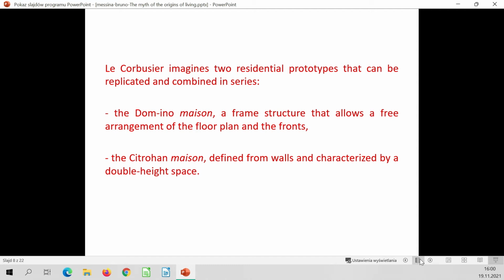Le Corbusier imagines two residential prototypes that can be replicated and combined in series. The Maison Domino, a frame structure that allows a free arrangement of the floor plan and the fronts, and the Maison Citrohan, defined by walls and characterized by a double height space.